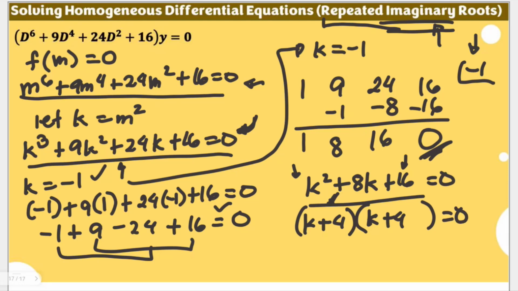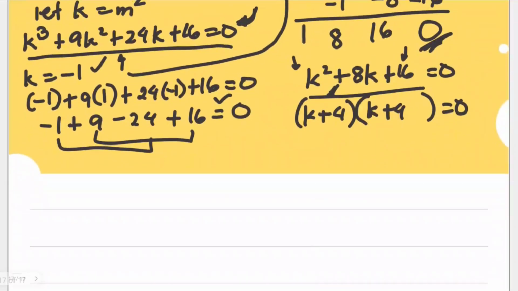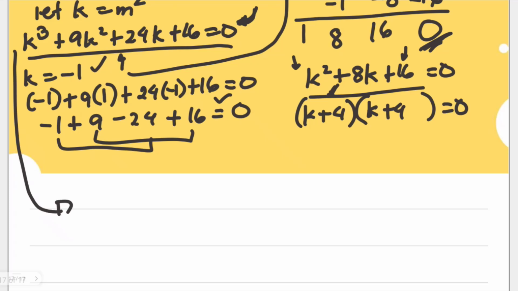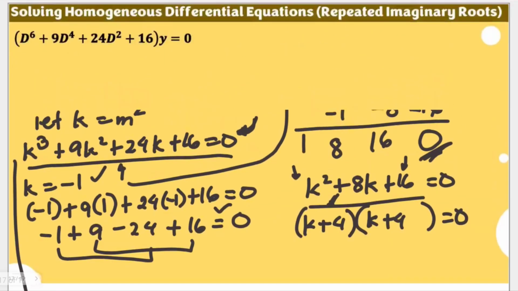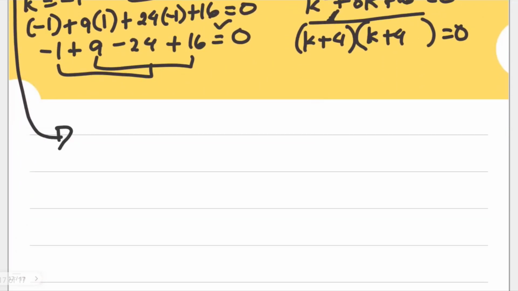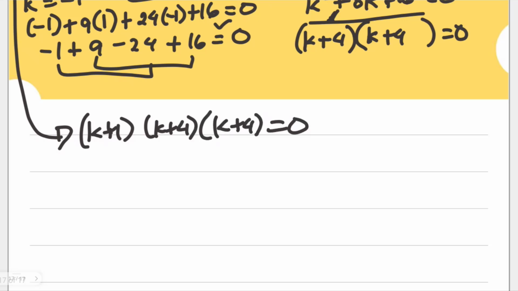So with this here, earlier, there's also k plus 1. That's another factor. So bottom line, for this representation where k is equal to m squared, that's k cubed plus 9k squared plus 24k plus 16, the factors are k plus 1, k plus 4, and k plus 4 equal to 0.